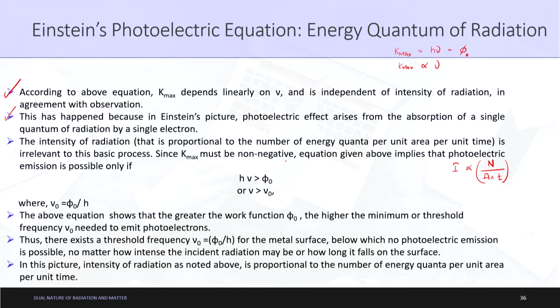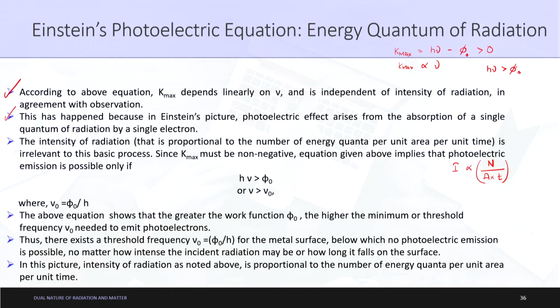Since Kmax must be non-negative, which is quite evident, as from kinematics kinetic energy is equal to half m v square, and mass and v square cannot be negative, so kinetic energy cannot be negative. The equation above implies that photoelectric emission is possible only if h nu is greater than phi naught. In very simple terms, we just need Kmax to be positive, so h nu is greater than phi naught.